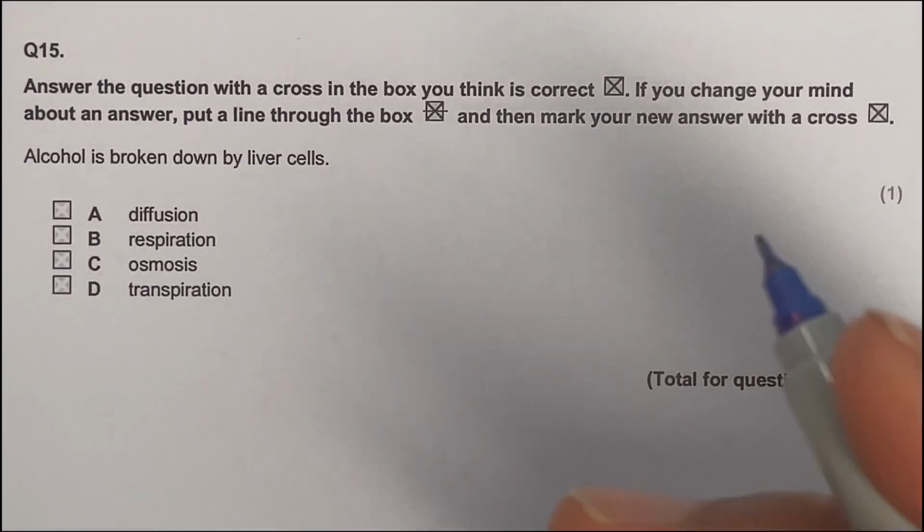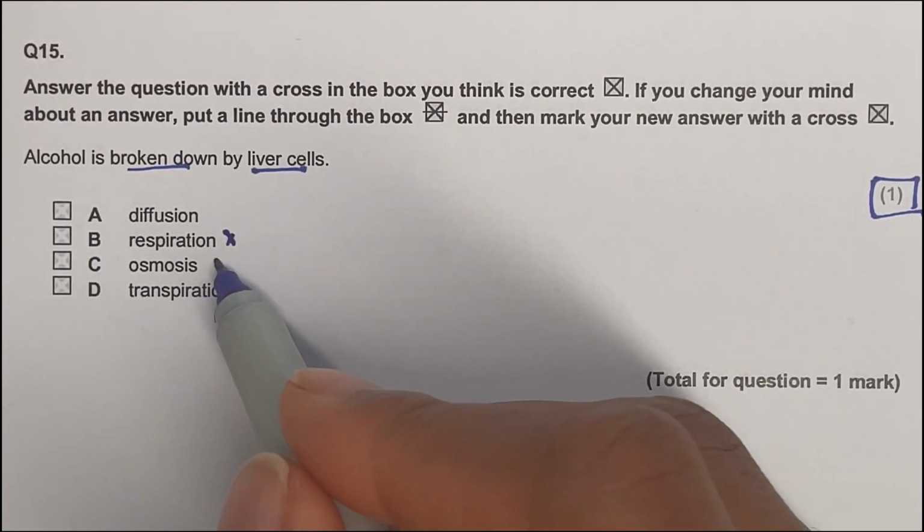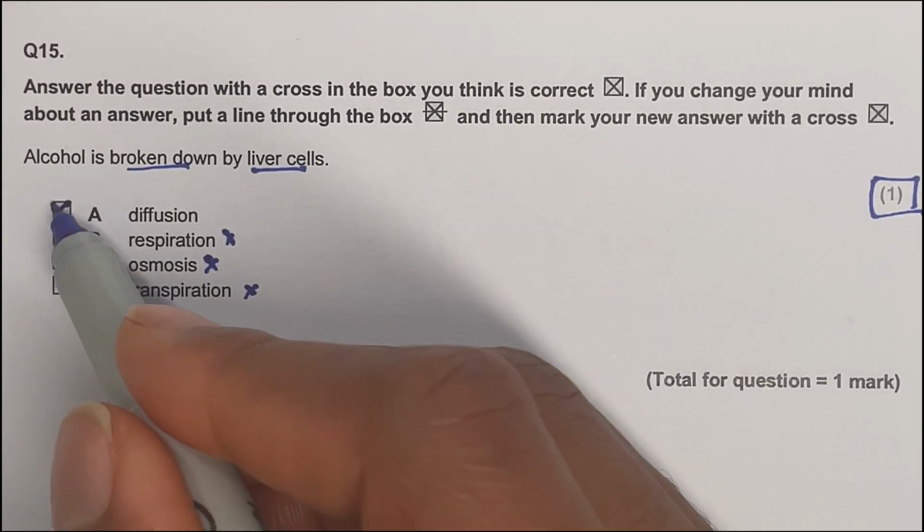Alcohol is broken down by the liver cells. Broken down by the liver cells for 1 mark. Respiration, no. Osmosis, no. Transpiration, no. So that will be diffusion.